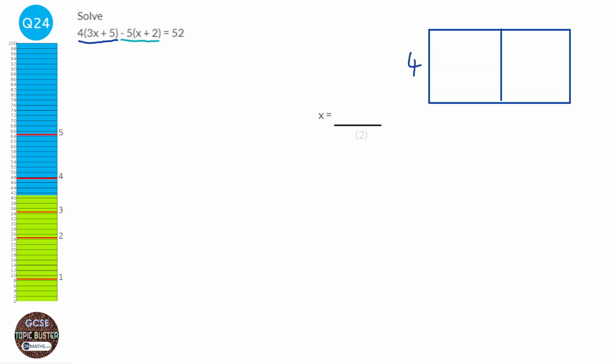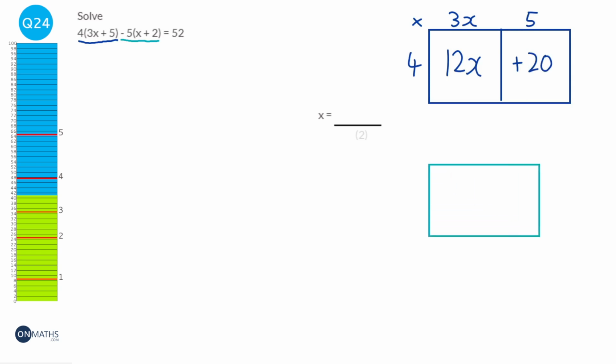4 times, and inside the brackets we've got 3x plus 5. So I'm going to times those out. 4 times 3 is 12, so that'll be 12x. 4 times 5 is 20, so that's going to be positive 20. And I'm going to do the same for the other set of brackets.